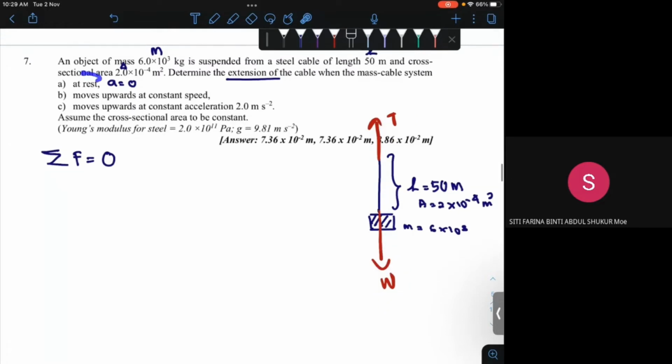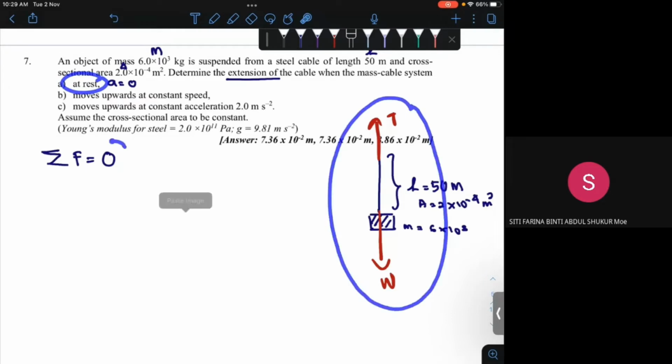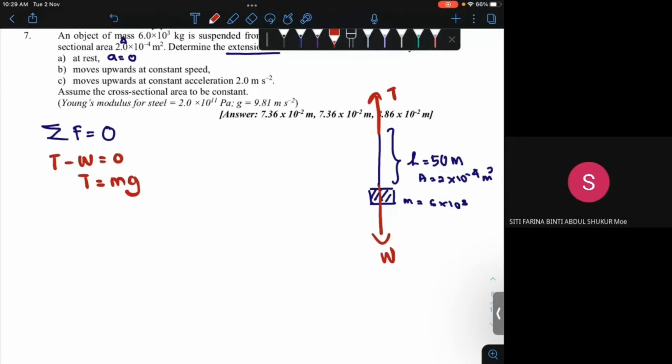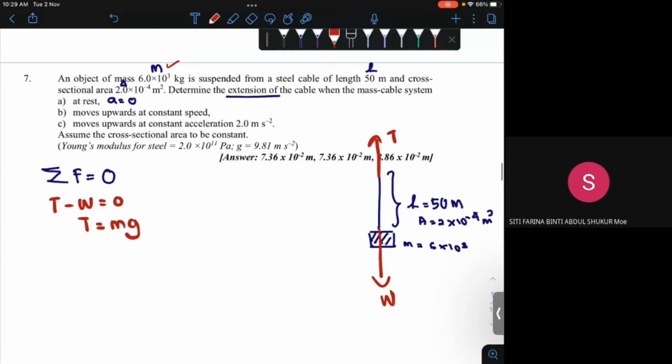Since the system is at rest, these forces should equals to 0. Okay. Summation F is equals to 0. Therefore, kita ada tension ke atas, weight ke bawah is equals to 0. T is equals to weight. The force that contributes to your elongation adalah this tension yang due to the weight lah kan. So T is equals to mg terus. So according to the question, we have mass, kita ada length, kita ada area dan kita ada Young modulus.